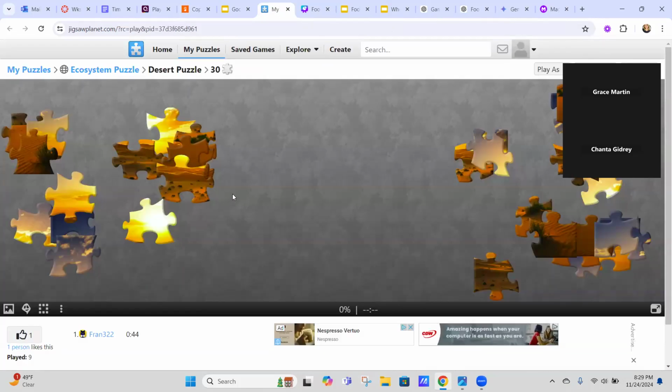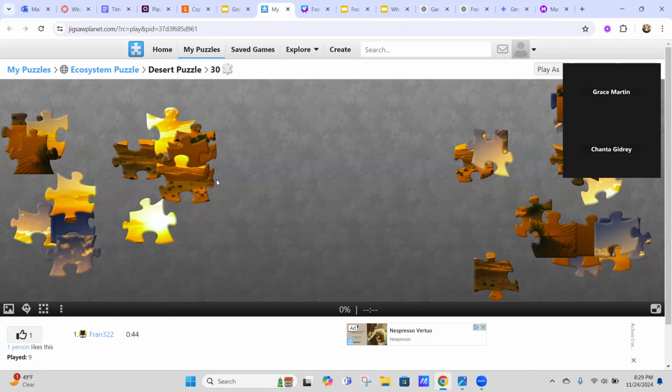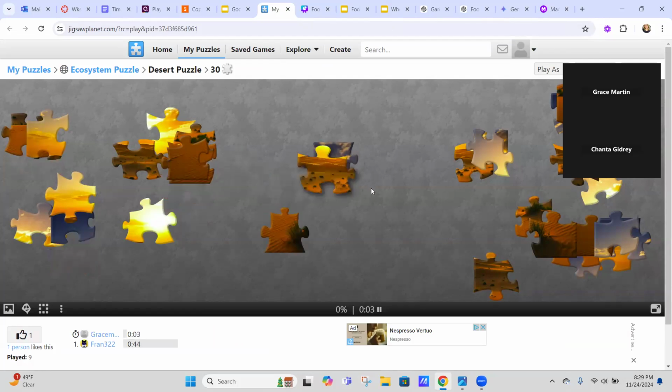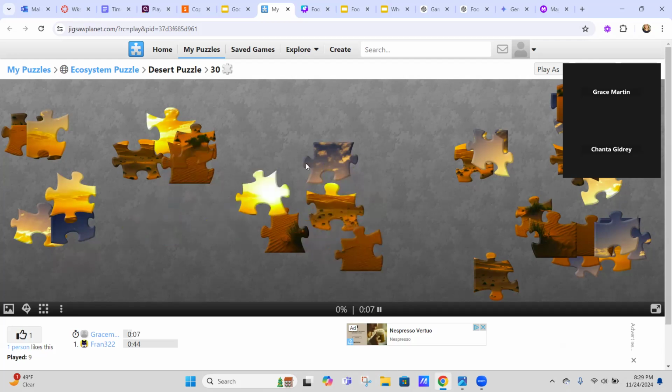But this is what the puzzle looks like. I believe I used Gemini to generate a photo of a desert. So students can do a puzzle with all of the desert stuff. And once they're finished, they'll take a screenshot and then upload it to Goose Chase.